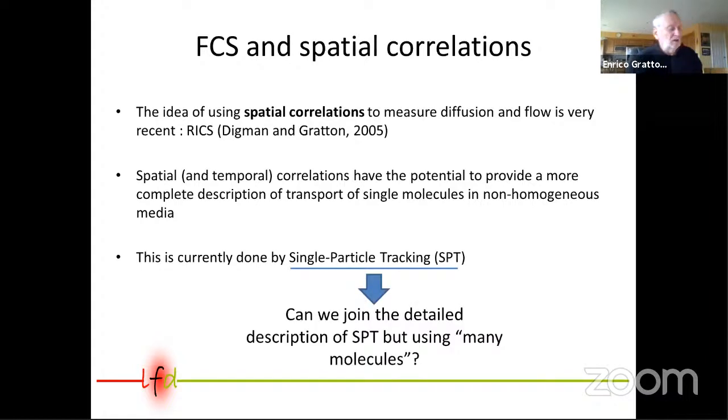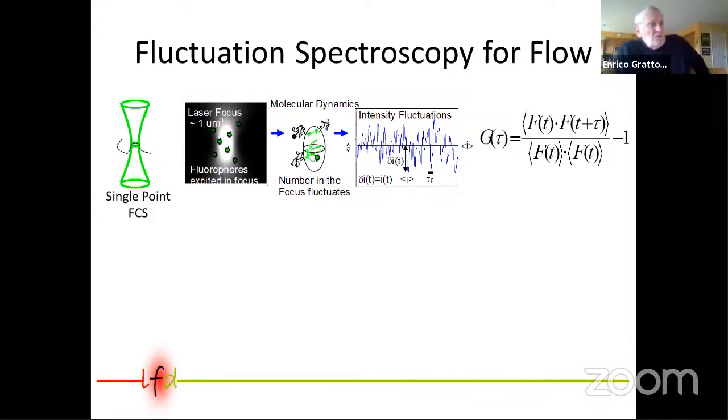So the idea is, can we join this detailed description of single particle tracking, which gives information about the trajectory of the particle, but using many molecules? Let us see how we can do that. First of all, there is a precedent of what we have done in fluctuation spectroscopy for flow. You have, as I have described, a volume of excitation, and you have a particle moving through it. When it's in or out, you will change the total fluorescence, and so you determine with the correlation function how this changes.